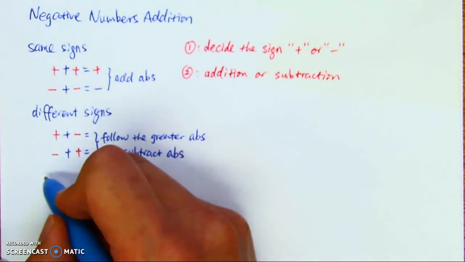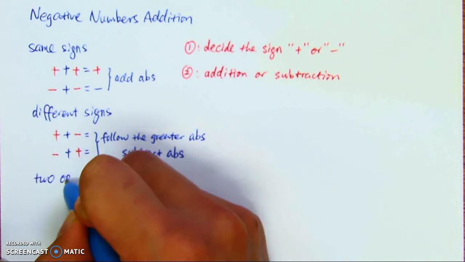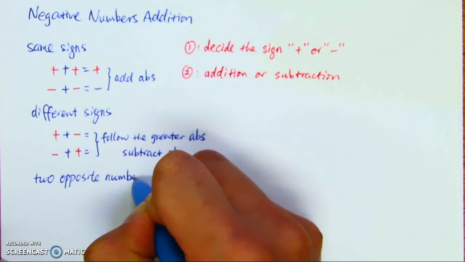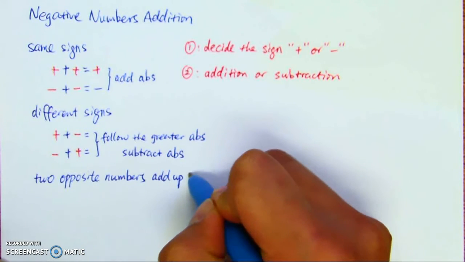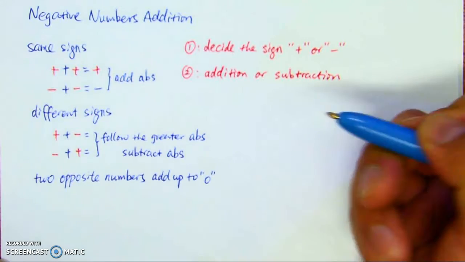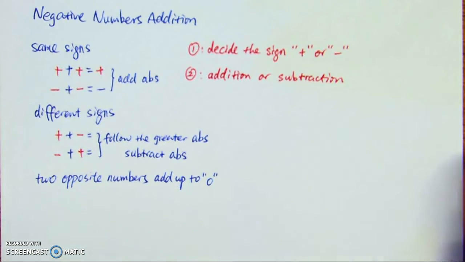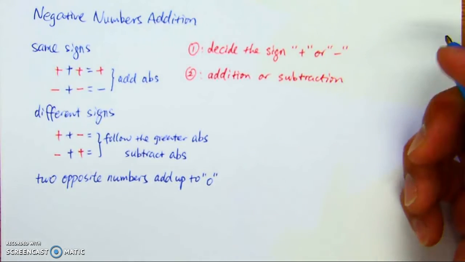And if you have two opposite numbers, then they add up to 0. Okay, we just had a look at those three situations, the two bigger ones and then one smaller. Okay, so I'll give you examples.